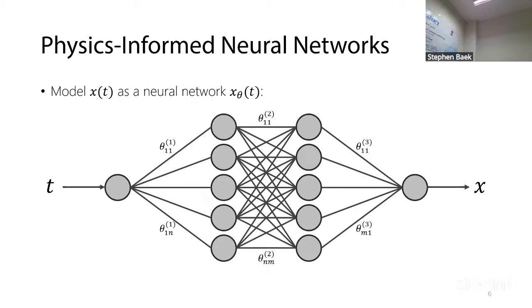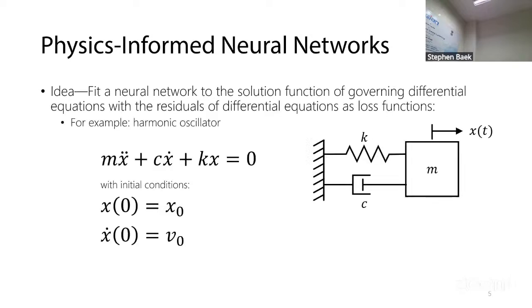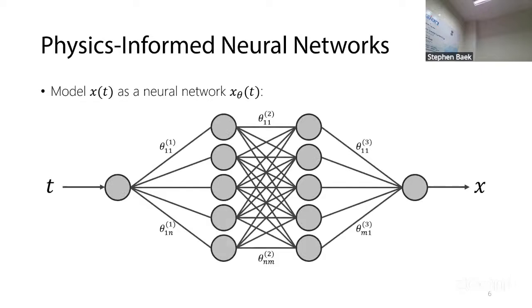So those weights will further transform these hidden states into a new set of hidden variables. And then at the end, finally, they get combined, and then we have a prediction of the position.